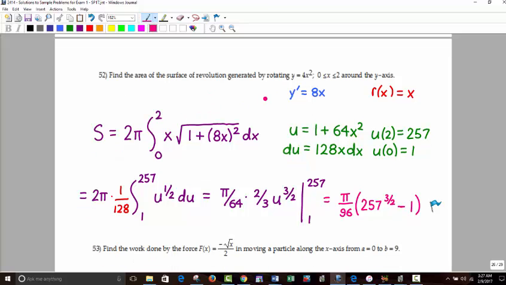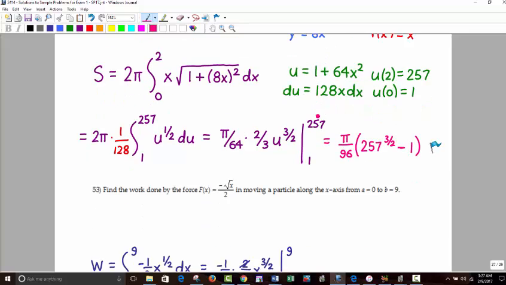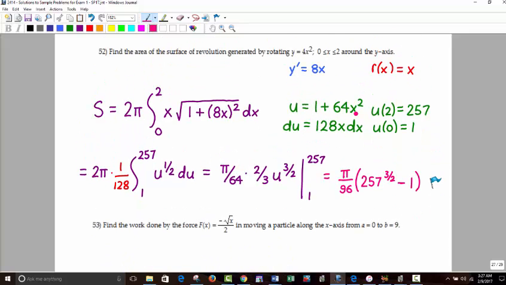So the derivative of 4x squared will be 8x, which means I have 1 plus 64x squared under the radical. So perfect u du. You let u be 1 plus 64x squared. Put my limit in there. Put 2, I get 257. Put 0, I get 1. So the derivative is 128 dx.